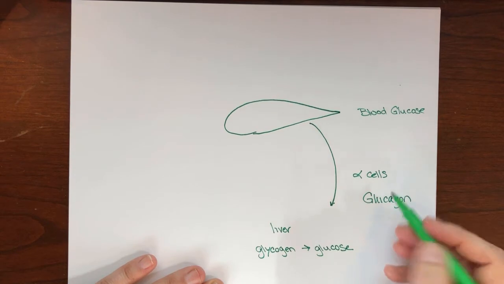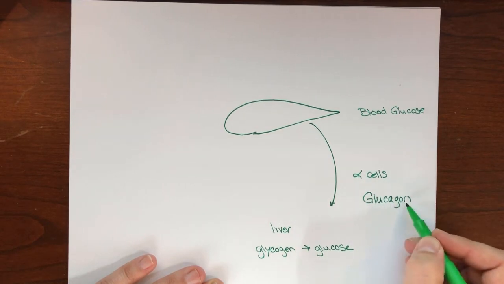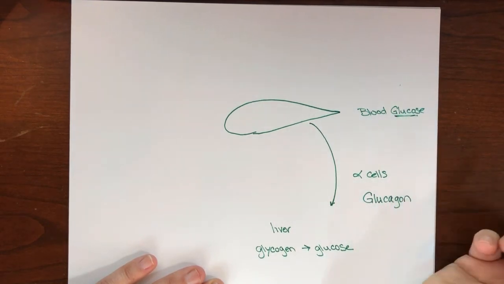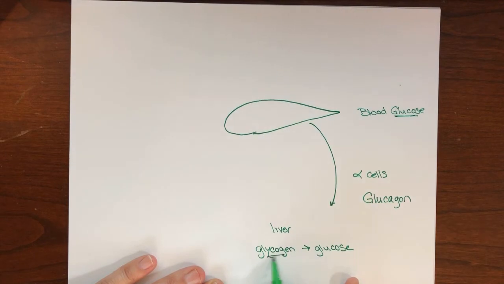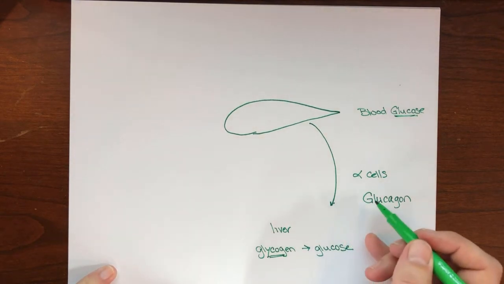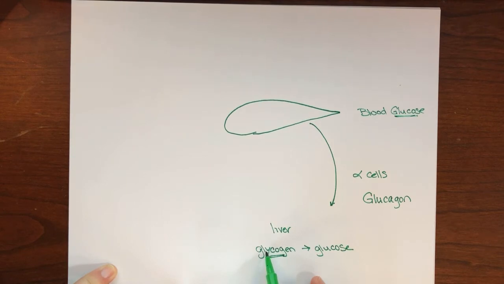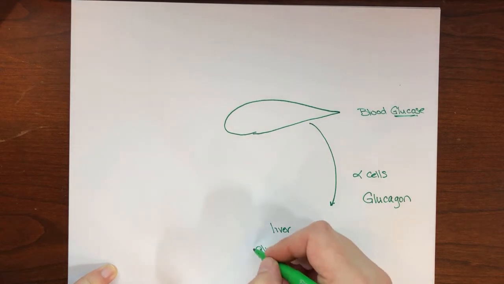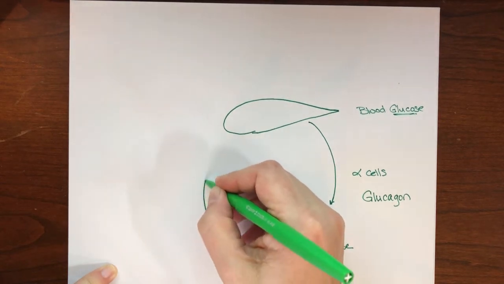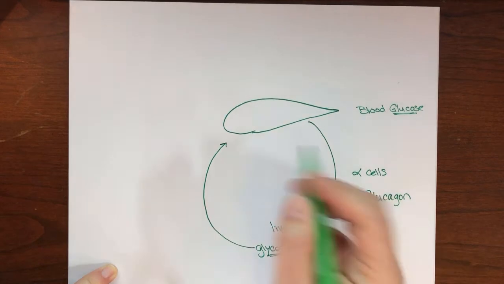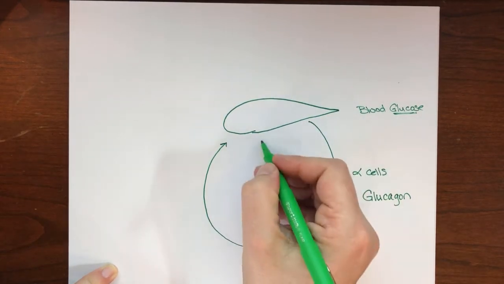So remember, glucagon is the hormone, glucose is a sugar, and glycogen is just a way that we store sugar for a little bit longer term. So when glucagon is present, the liver is going to start converting that stored sugar, glycogen, into available sugar, glucose. It will release this sugar into the bloodstream, and it'll bring back our glucose levels to normal.